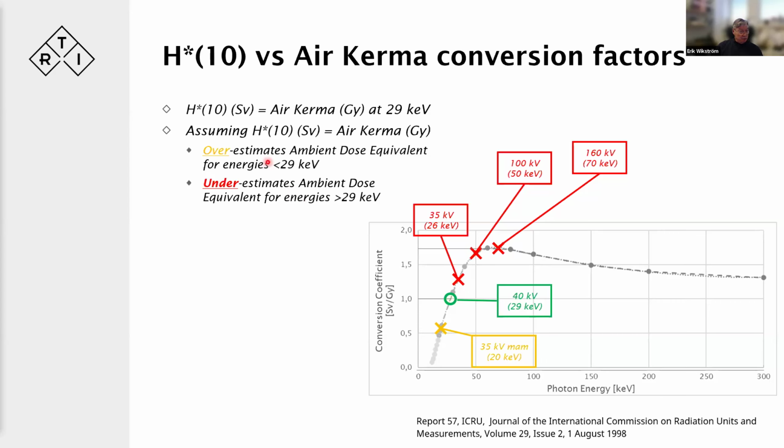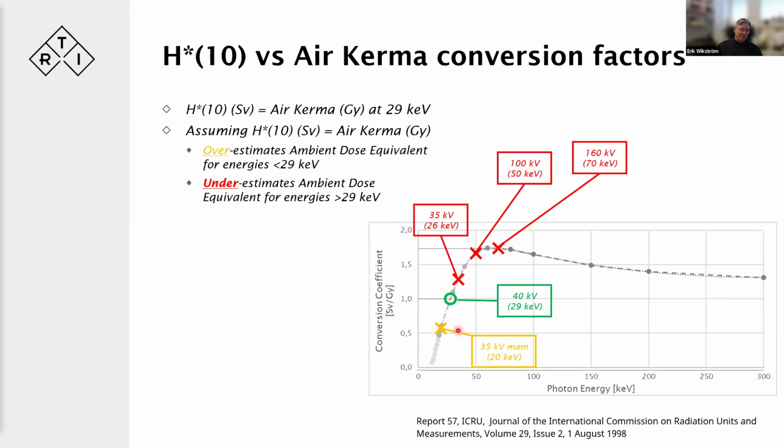But if you do make the mistake of assuming that the ambient dose equivalent, the H*10, is equal to the air kerma, well, you'll be correct at one point of the curve, which is at approximately 29 keV. That's where air kerma and ambient dose equivalent are the same. But for all others, there's a big difference.